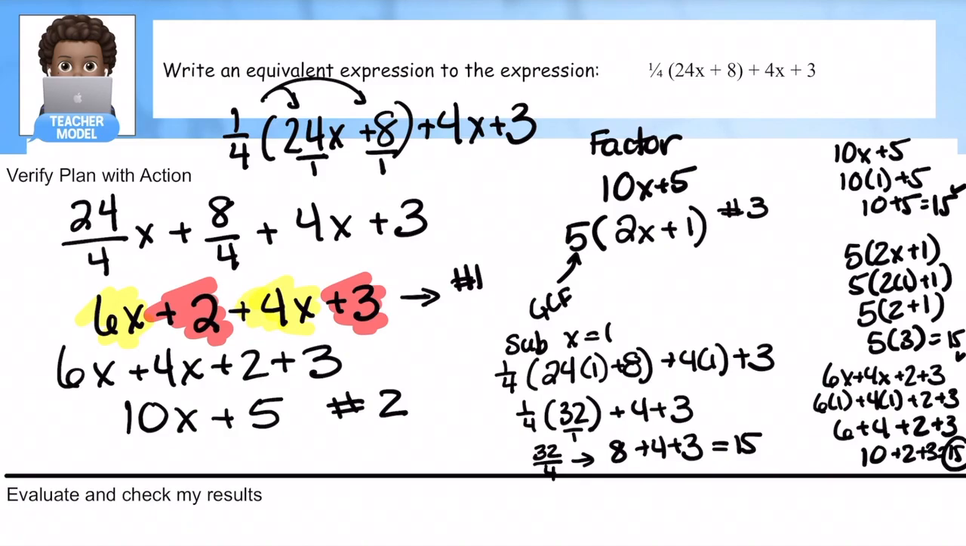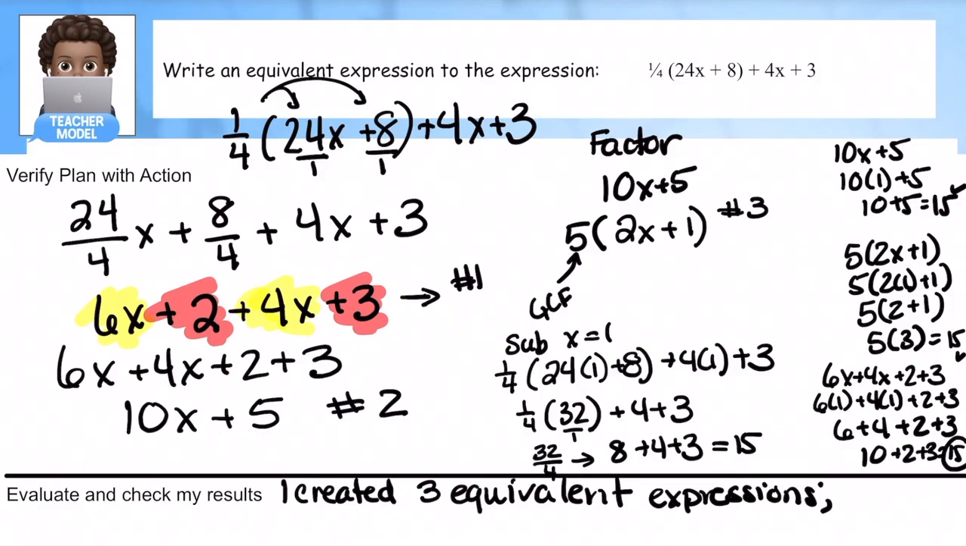So here's my full answer. Write an equivalent expression. I created 3 equivalent expressions. And I'm going to make a list. So I'm going to use this nice little symbol. For space, I'm going to start with the 10x plus 5, comma. And now I'm going to put 6x plus 4x plus 2 plus 3.